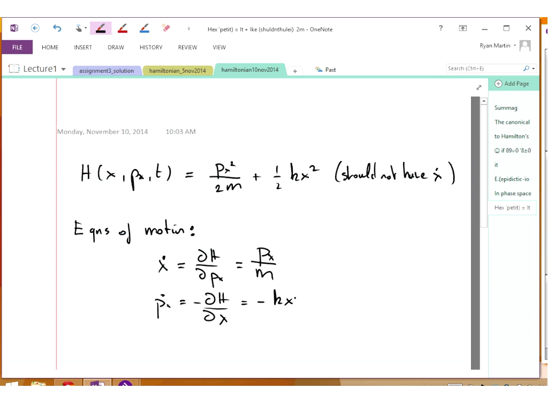Okay? So that's the equations of motion. You can solve them independently for x and p, or you could substitute the equation for p into the one for x, or vice versa.